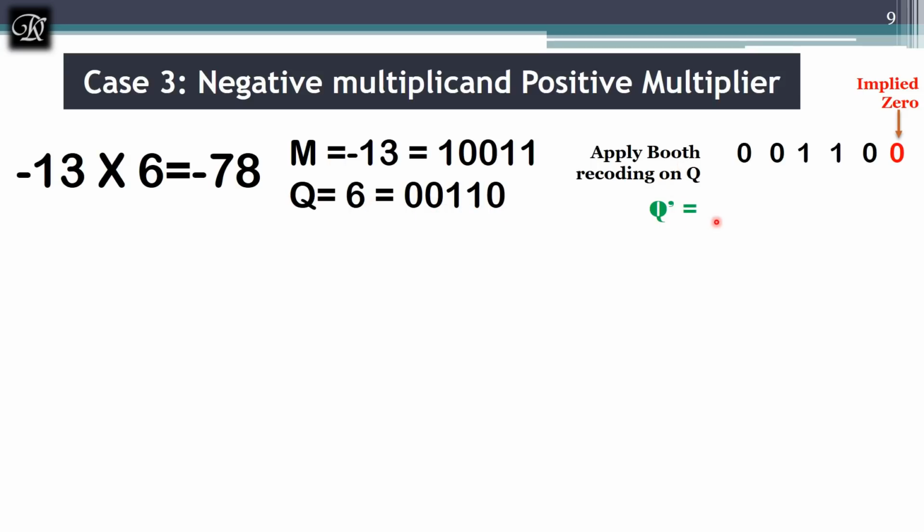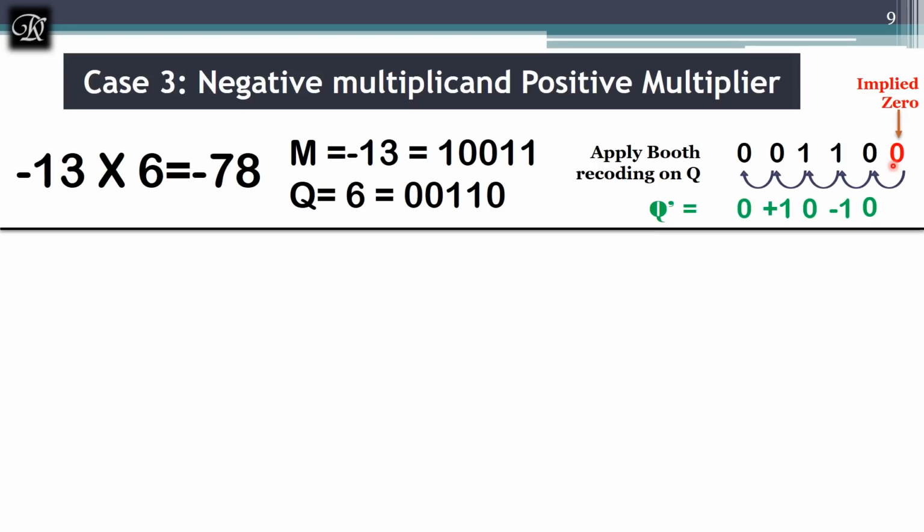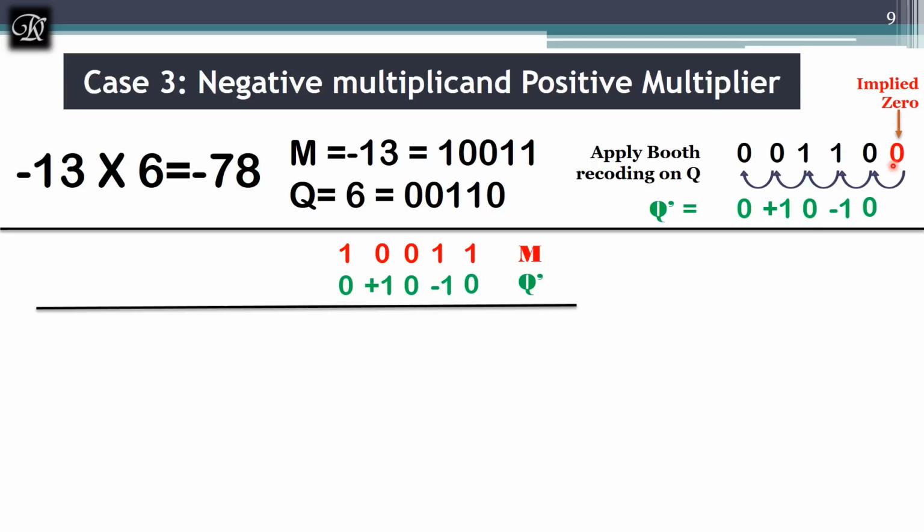Now I am going to find the new q. This is from the first case, where I am adding the implied 0: it is 0 minus 1, 0 plus 1, and 0. So this is the new q. Let's find the multiplication of negative 13 and 6. Now, here I will first go with a 0, and as before I am going to extend to 10 bits.